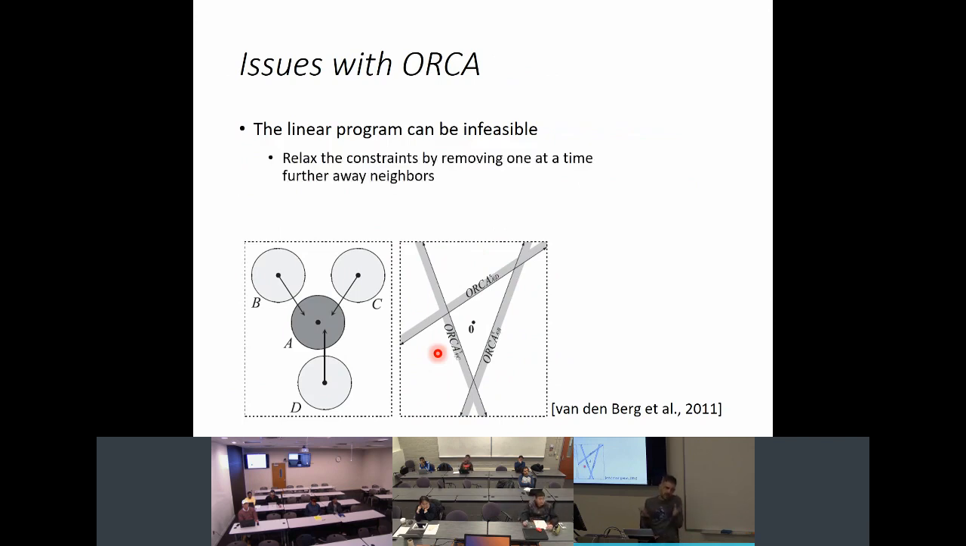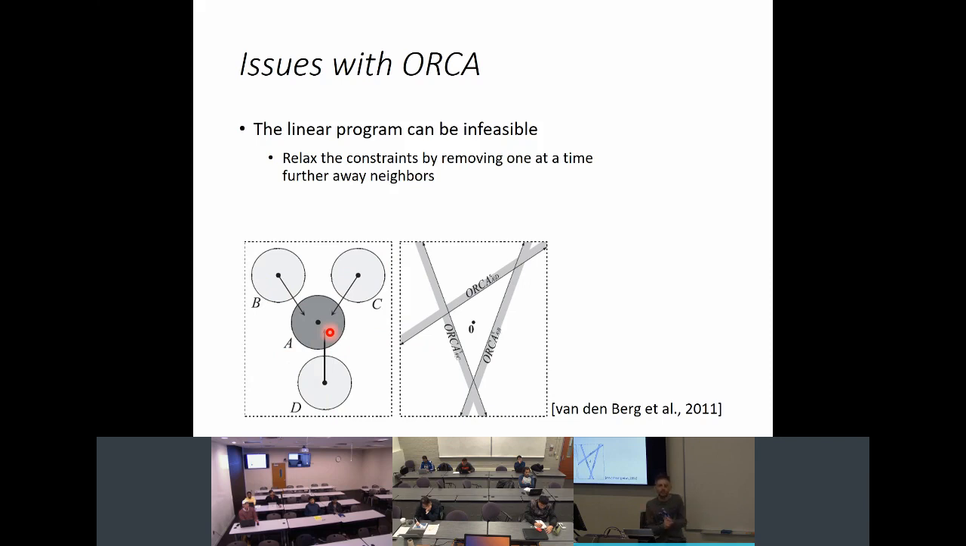Okay, so the actual code of ORCA, how can we address this issue? One way, and the one that you see these days in the official library, is we can relax the constraints by removing, one at a time, further away neighbors. What I mean by this is, I initially add all of my neighbors and try to solve the problem. If I cannot solve it because there is no feasible set of velocities to take, then I'm going to discard the furthest away neighbor. So now I'm going to try to resolve collisions only with the two agents rather than three.